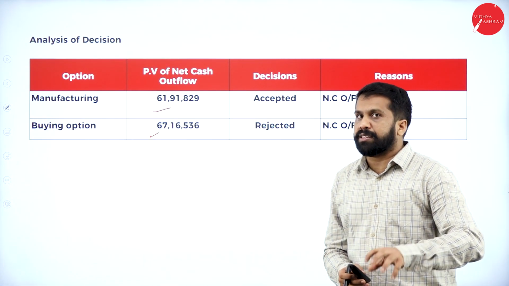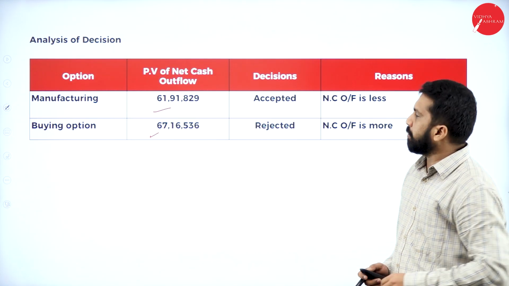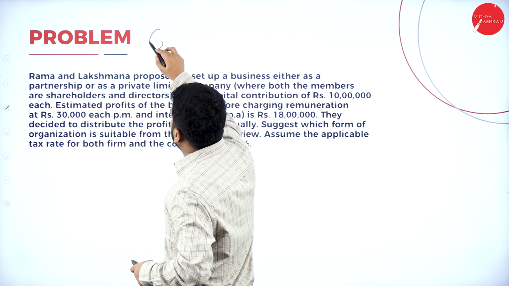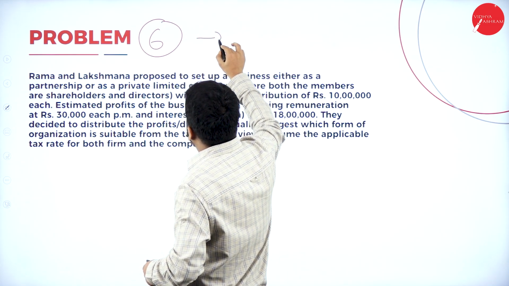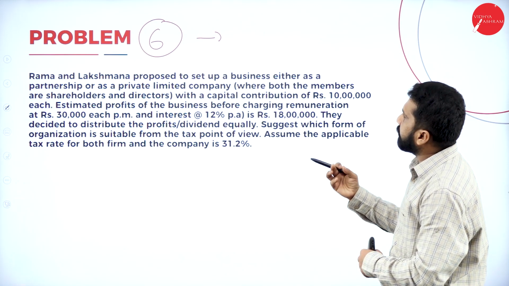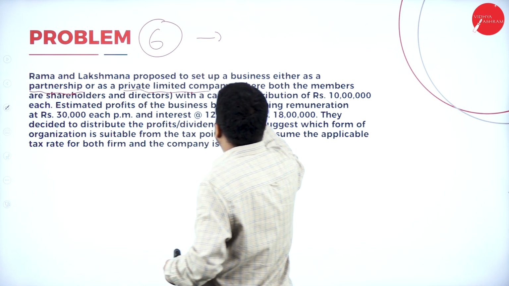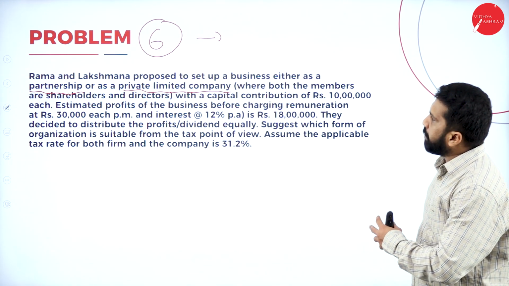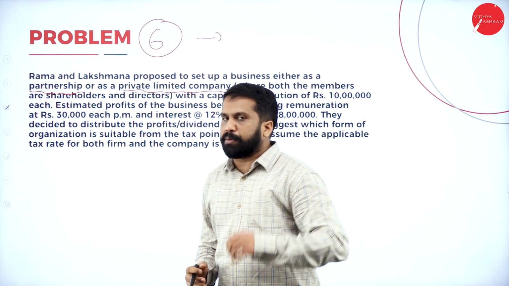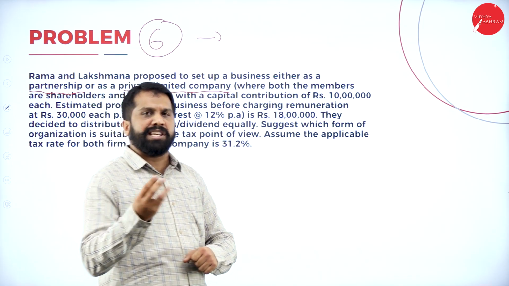Now we're done with your make or buy normal problem and make or buy advanced problem. Now I'll go with the next one, problem number 6. In this, Rama and Lakshmana propose to set up a business either as a partnership or as a private limited company. Both the members are shareholders and directors. See, I'll give you the concept. The problem is very simple. You will go for a new business.